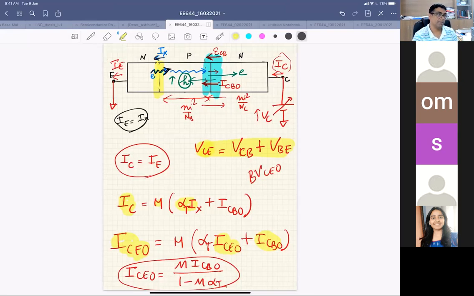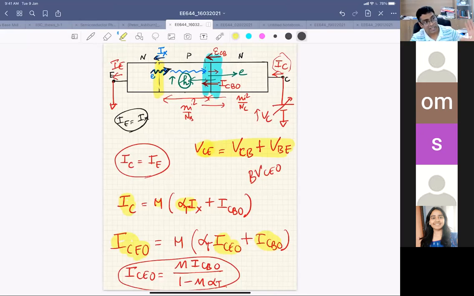See, this also happens with VBE, right? When you increase your VBE, that means you're forward biasing your junction, right? How can I explain this? At this point, you are right. Your base transport factor will decrease, right? How much will it decrease?